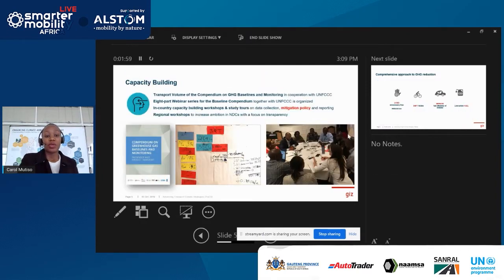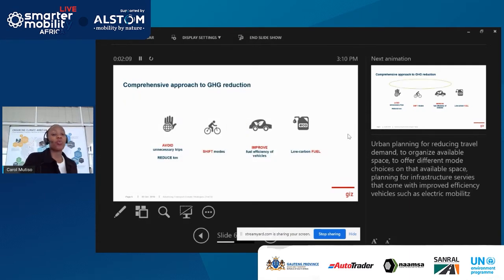Then, as mentioned, on the capacity area, we look at different aspects of mitigation, and this is where I want to narrow down to the specific work that we are doing that is related to this event. When we think about the comprehensive approach to greenhouse gas emissions reductions, there are various components that we look at. There's avoiding unnecessary trips to reduce the kilometers traveled, shifting to more environment-friendly modes such as cycling, improving the fuel efficiency of the vehicles, whether we are switching to electric mobility or low carbon fuels and all that.